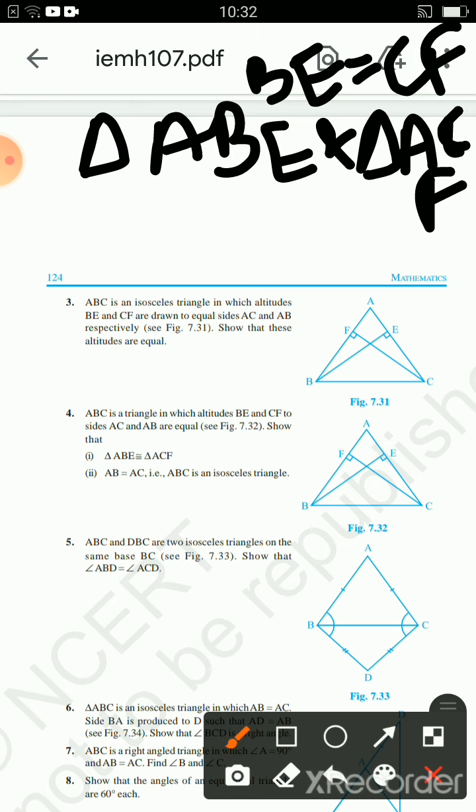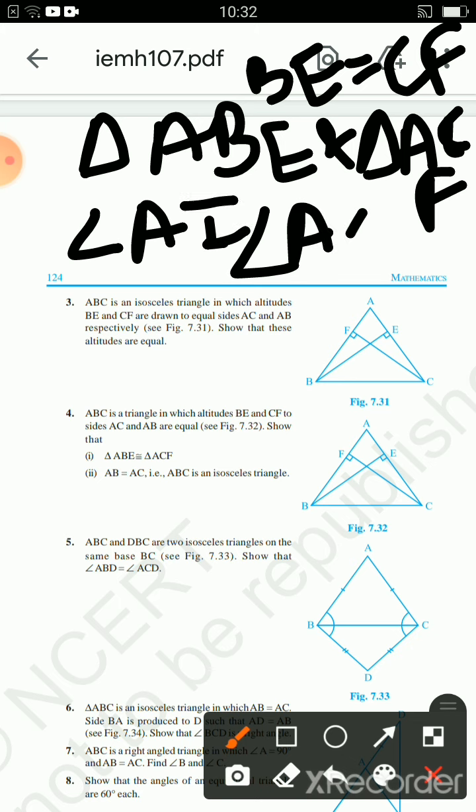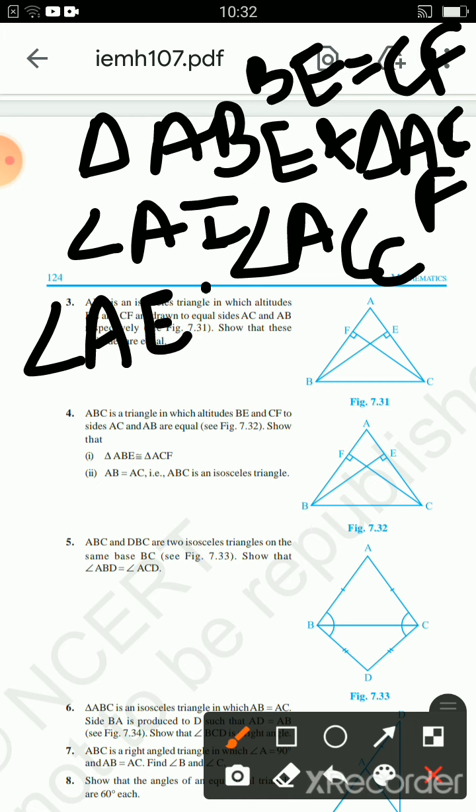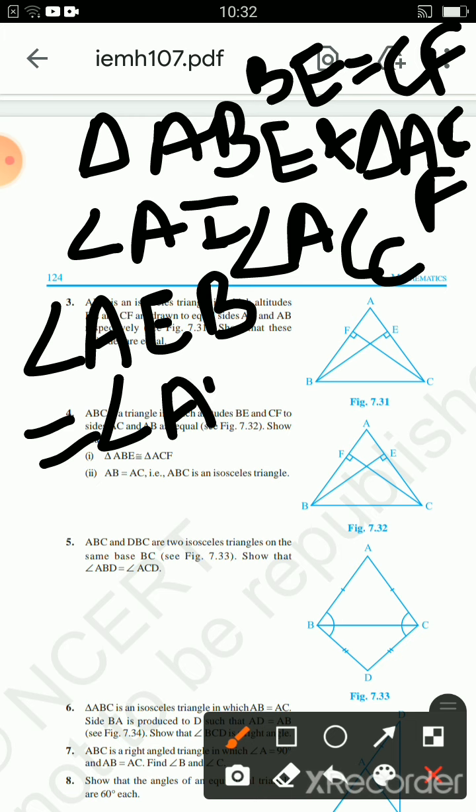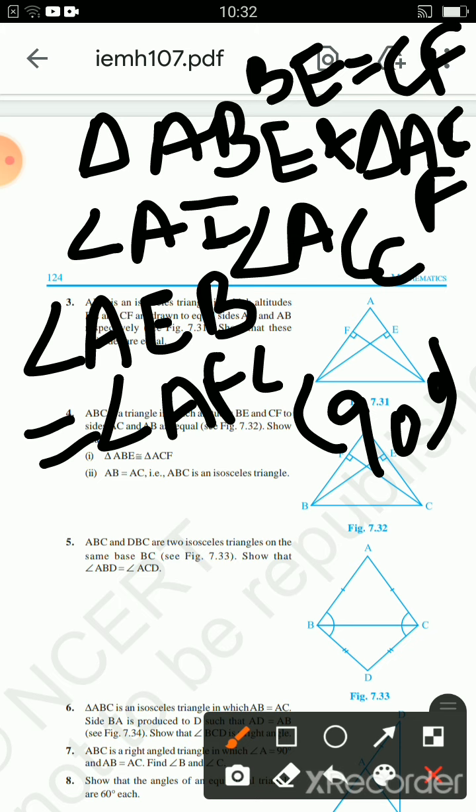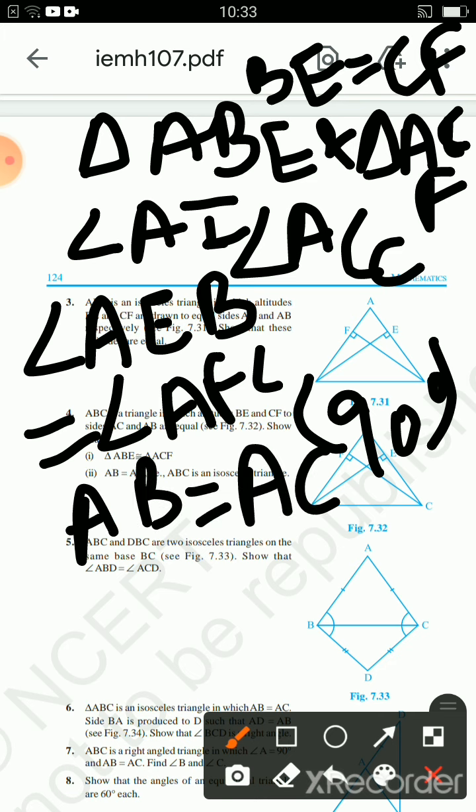Considering these two triangles, angle A is common to both of them. So angle A is equal to angle A. The reason is that it is common. Angle AEB is equal to angle AFC. Why? Because both of them are 90 degrees. You are told that these are altitudes. And AB is equal to AC. It is given to you because it is an isosceles triangle, and it is given that they are drawn to equal sides AC and AB.